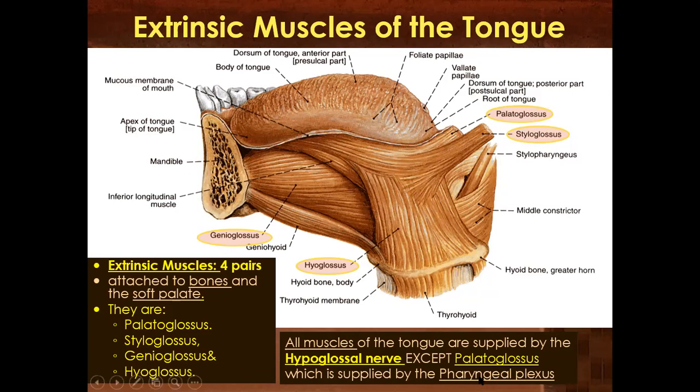As you know, all the muscles of the palate except the tensor palatini are supplied by the pharyngeal plexus. So the palatoglossus is also supplied by the pharyngeal plexus. Except this muscle, all other muscles are supplied by the hypoglossal nerve.